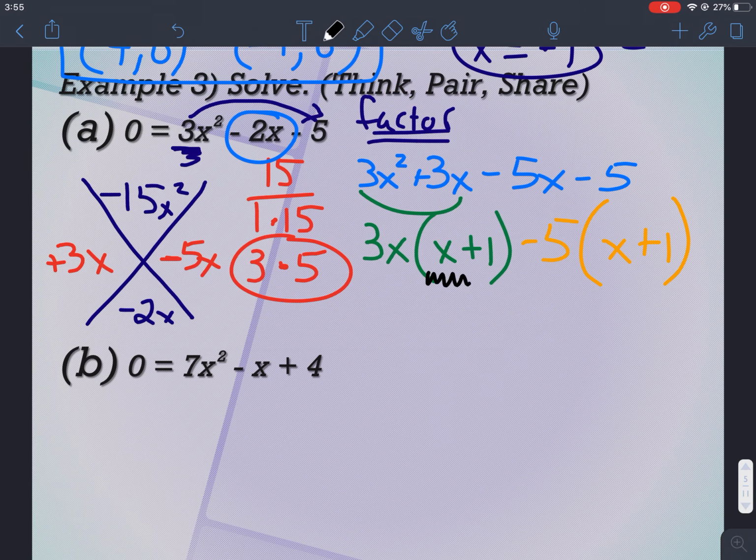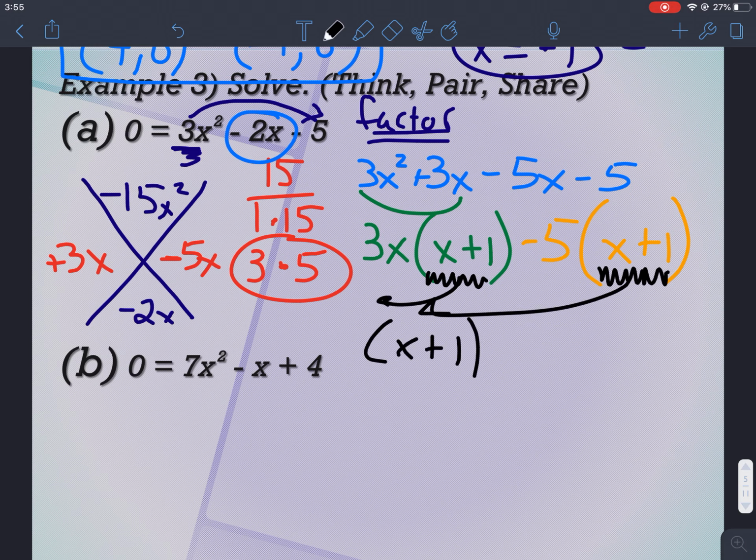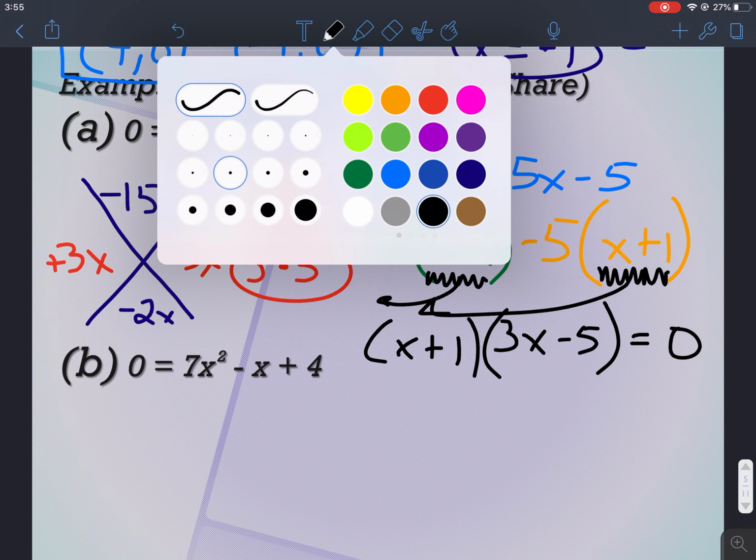Now these two pieces are equal, and that's how I know I've done my factor by grouping in a very nice way, because that x plus 1 will factor out in itself and I'm left with x plus 1 times 3x minus 5 equals 0. Don't forget to solve the equation.